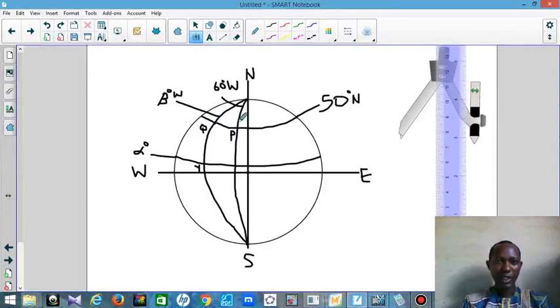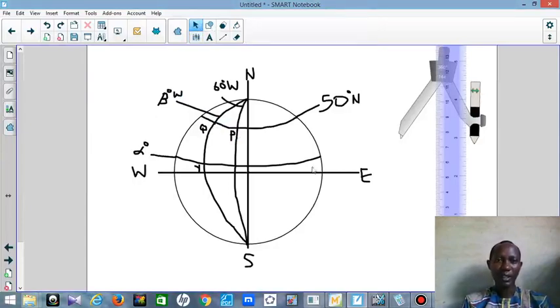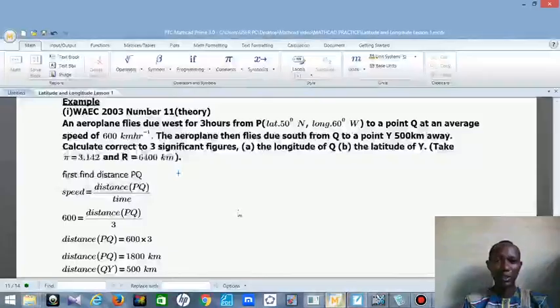Since P is already at 60 degrees west and beta is far west, that means beta is bigger. So the angle between Q and P is going to be beta minus 60 degrees. Just take note, from 0 to P is 60, then from 0 to Q, you don't know it, which is beta, and that is the longitude of Q. If you do that, you will get your answer. So let's go and do that.